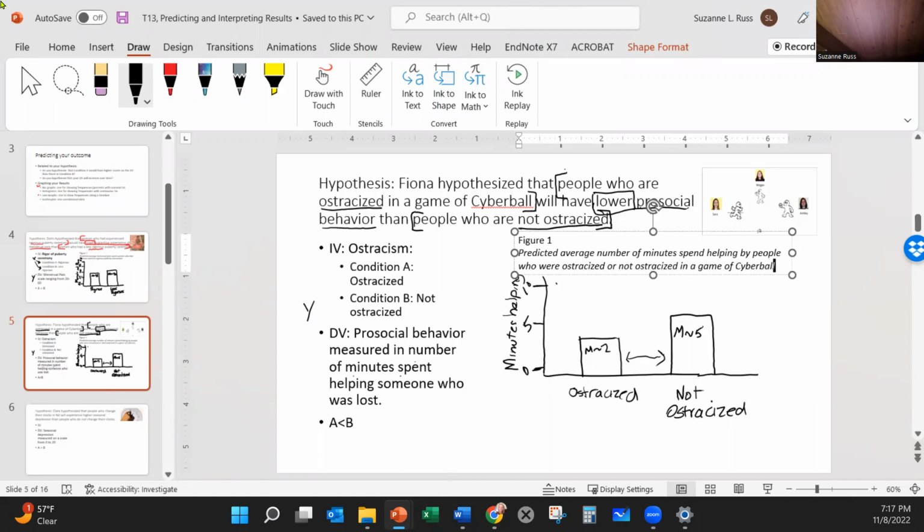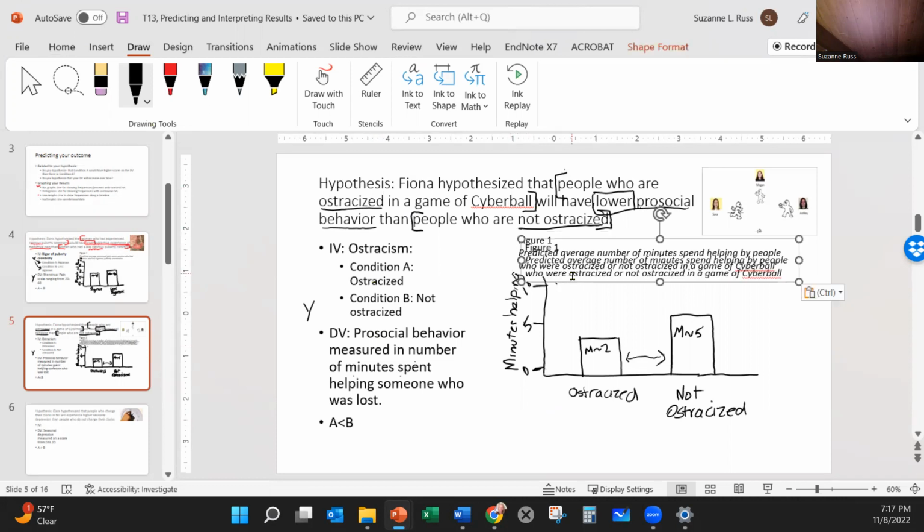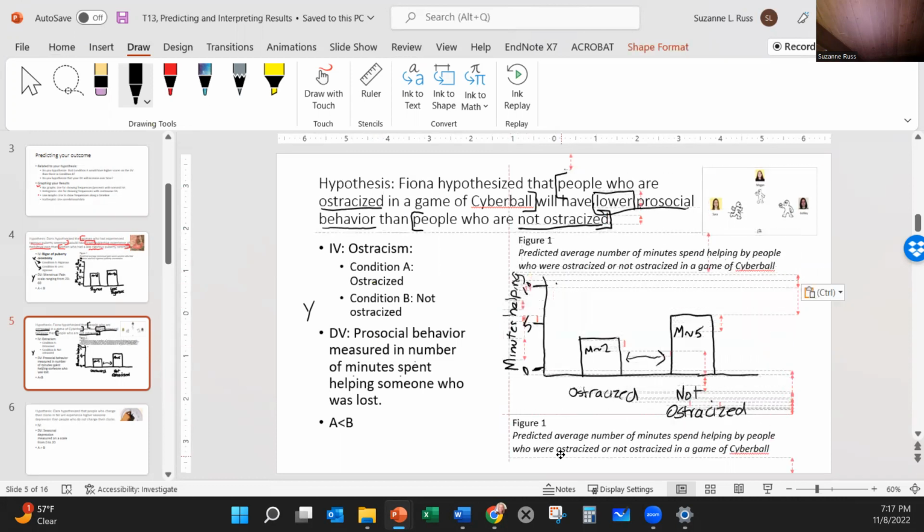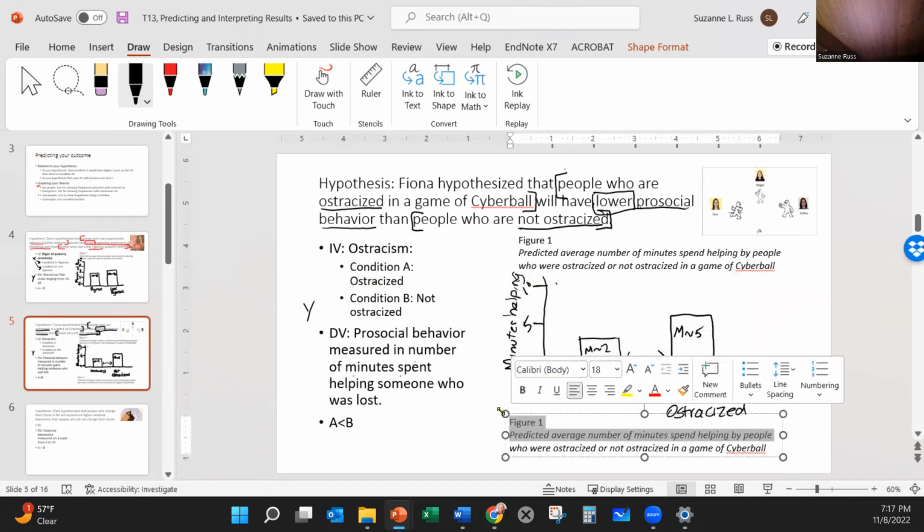Notice that all the letters are lowercase except the name of the game Cyberball. Now, I think minutes helping might be a little confusing. I don't know for sure, but I'm going to put a little note there just to make sure that it's clear. I'm just copying this text box, but I'm going to change it out. So I'm going to erase all this text.